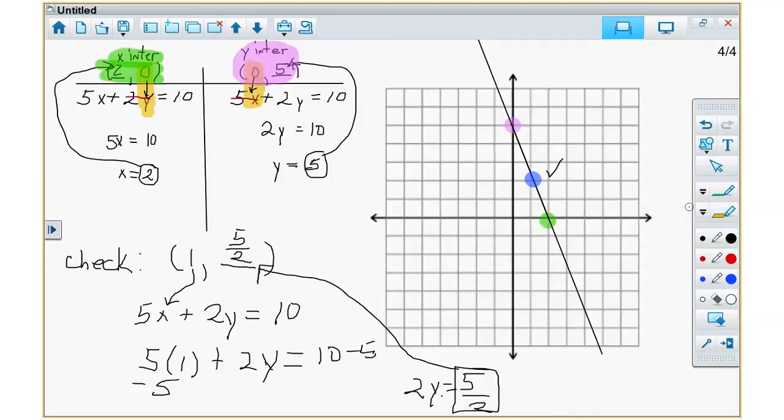We need to check it. How do you check it? You pick a point. You can pick any point you want for x, but I'm picking 1. Plug 1 in for x. You get 5 times 1 plus 2y is equal to 10. Minus 5 on both sides. You get 2y is equal to 5. Divide by 2. Y is equal to what? 5 halves.